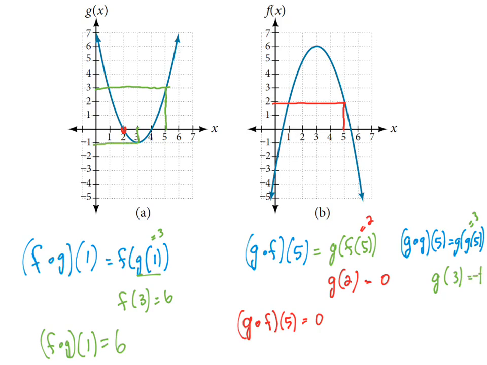So when we compose a function upon itself, whatever the output is for the first evaluation, we just re-input that in the exact same function. So g circle g of 5 here is equal to -1.